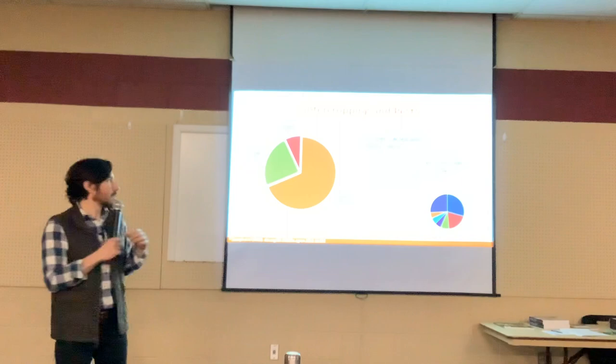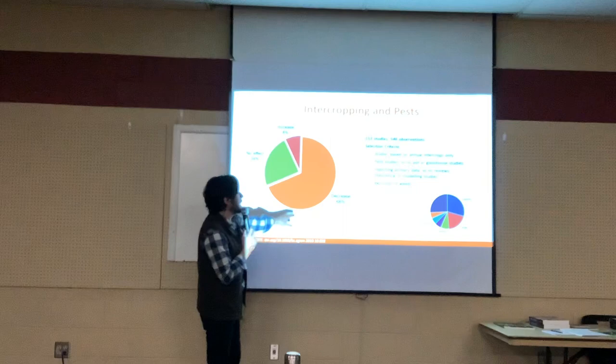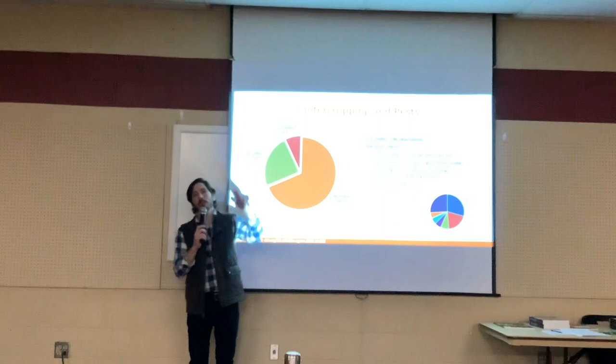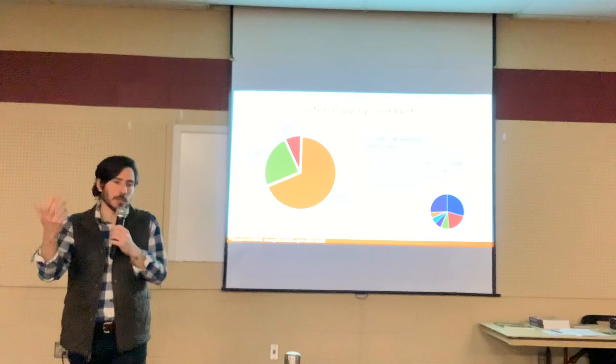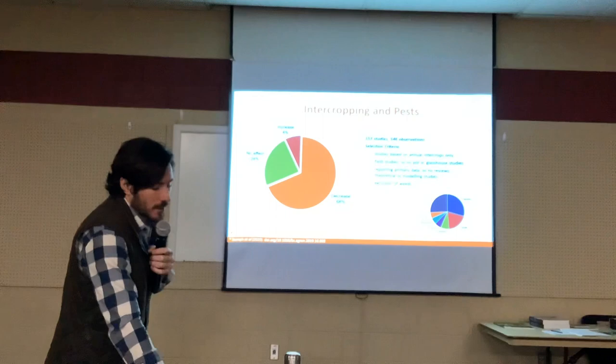What about pests? Same deal. We're looking at comparing 153 studies here, pretty much the same criteria. And here they find that with insect pests, 68% of those studies suggest that insect pressure will decline with intercrops versus control. Neutral on 24%, and only 8% did it maybe actually increase the pest pressure by having more of those hosts there.